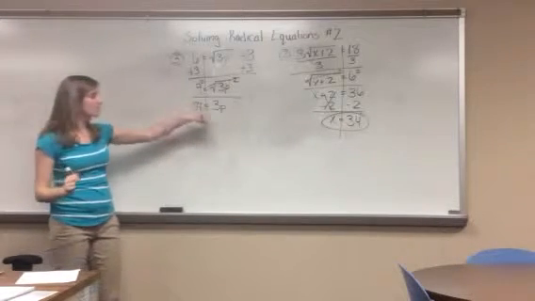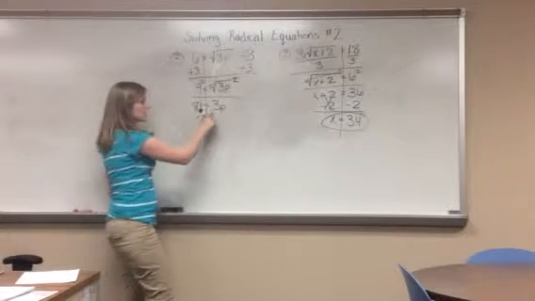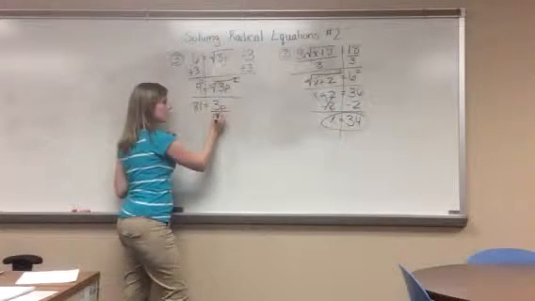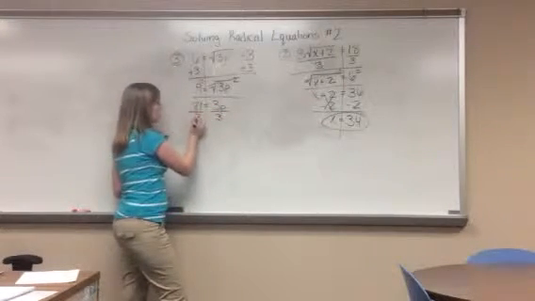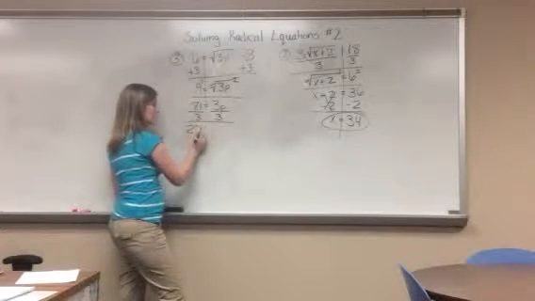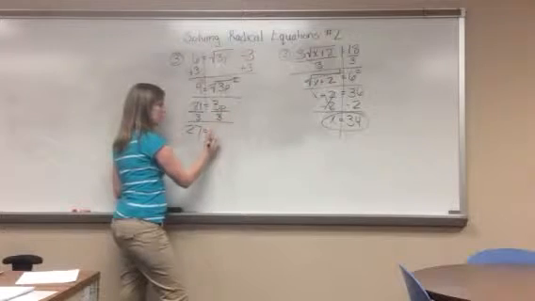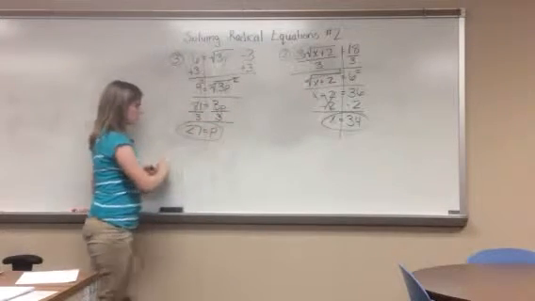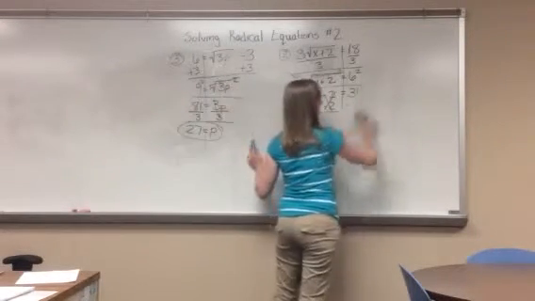And now my last step is to cancel out this 3. This is 3 times p, so the opposite is divide. So when we divide both sides by 3, 81 divided by 3 is 27. My 3's cancel, and I'm left with p. So 27 equals p is my answer.